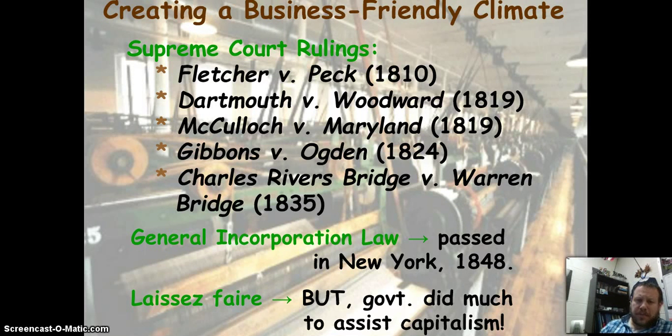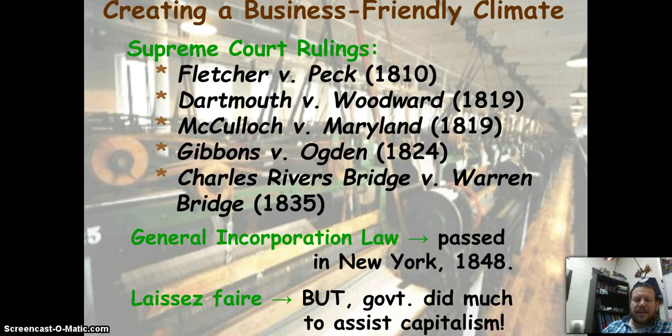Also, government really did a lot to protect industry. A lot of times the Supreme Court ruled in favor of industry. For example, Gibbons v. Ogden, the idea that you can get a national patent. McCulloch v. Maryland, that states can't tax the federal government. All that kind of stuff plays a role in helping out business, having a national idea, making it work. New York passed a general corporation law saying how you can combine businesses.